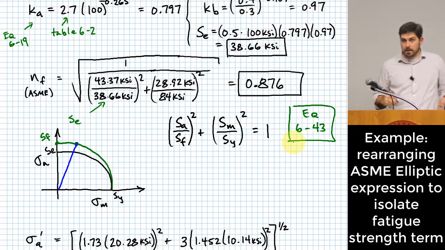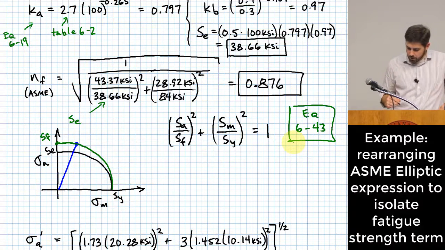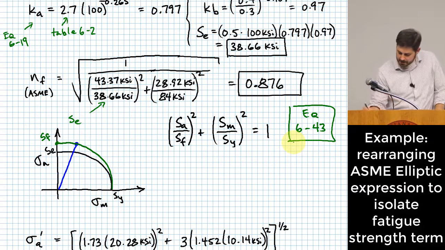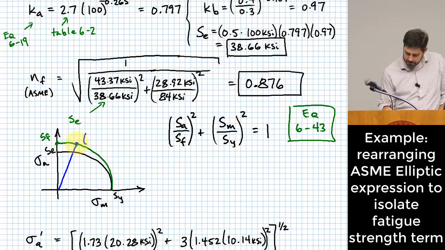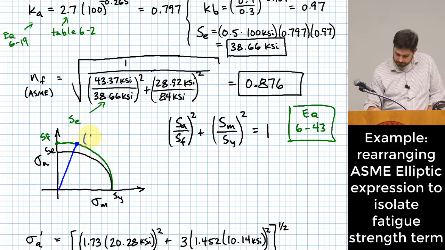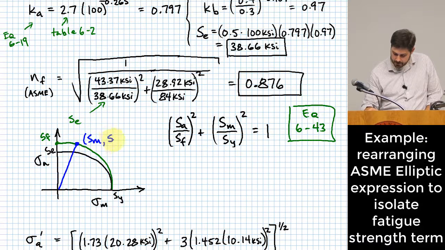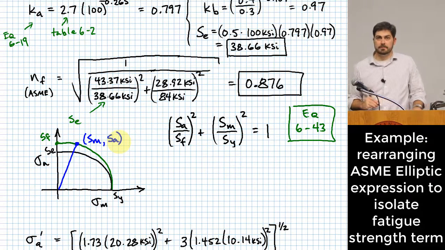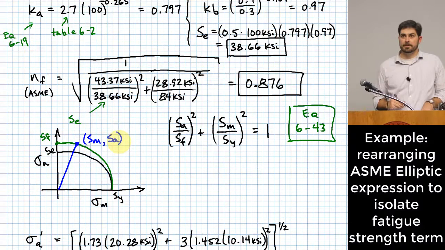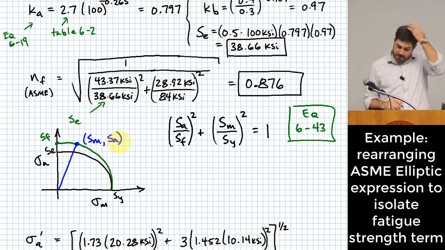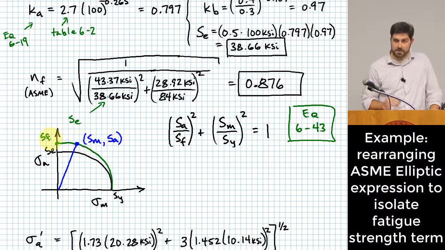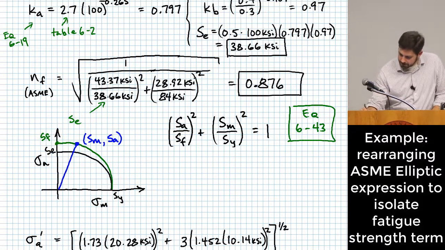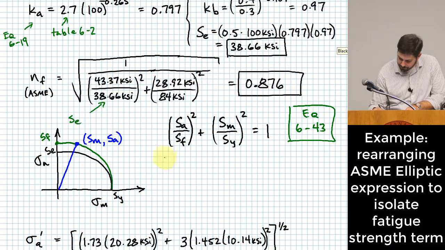Okay, if you want to know what equation this is, on page 314, equation 6-43. What you basically have here is that your SA and SM are the coordinates of this point right here. SM, SA. Okay? And what we're using is the coordinates of that point right there to be able to back solve for SF. All right? So graphically, that's the interpretation of what we're doing.